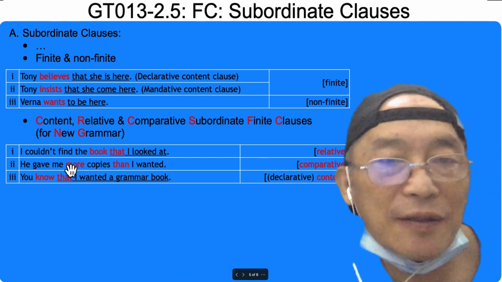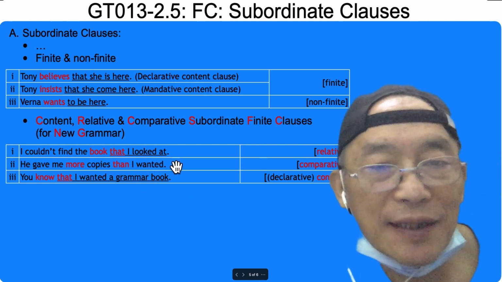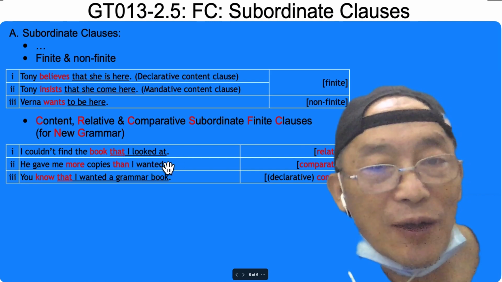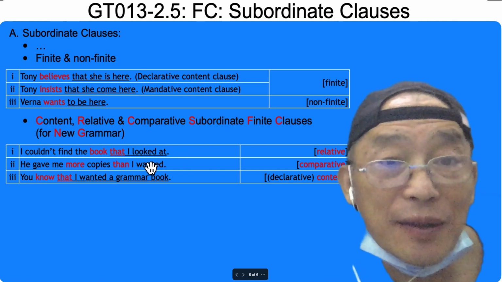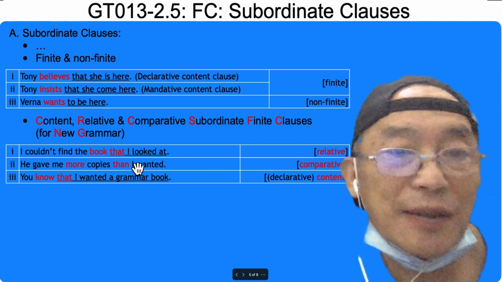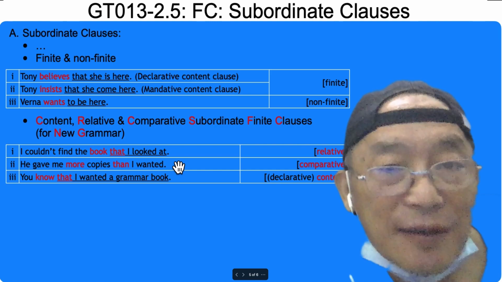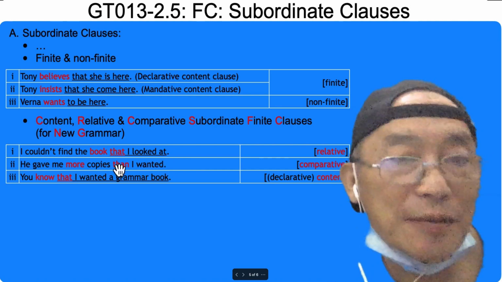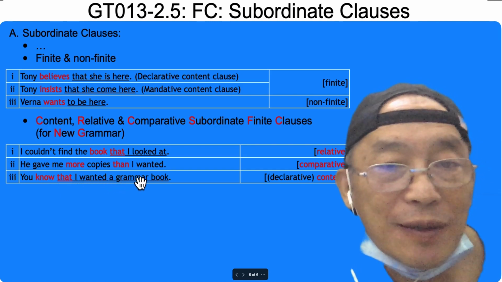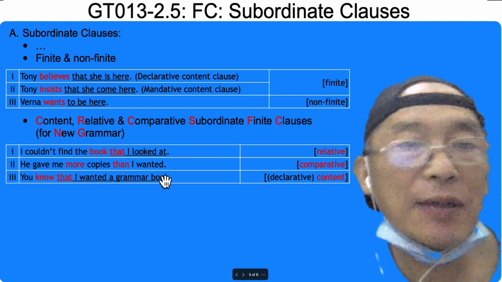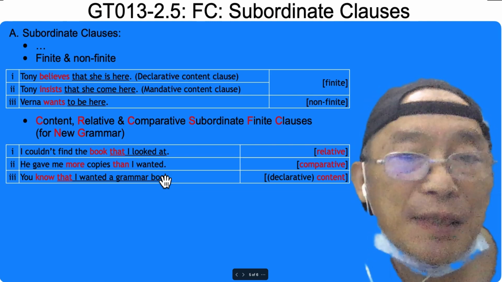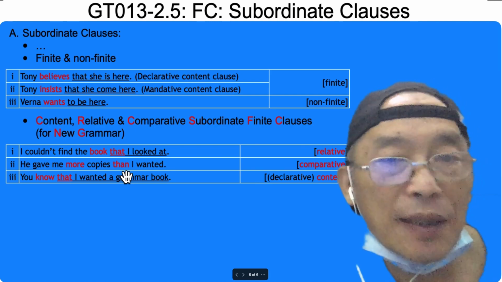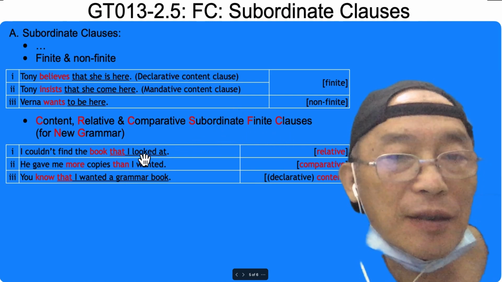So, relative clause, yeah, the book I looked at. If you don't use that, you can still feel that is a relative clause because something is missing. I looked at something that's missing. Typical for a relative clause. Give me more copies than I wanted. Yeah, comparative clause. A kind of subordinate finite clause.